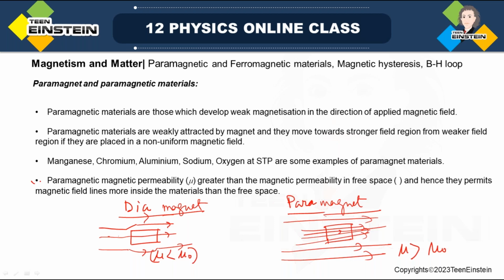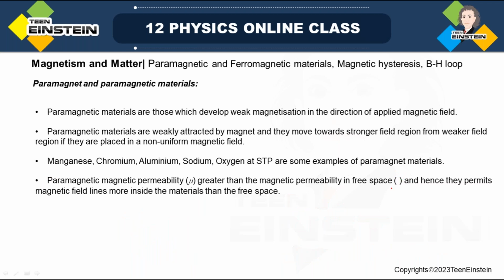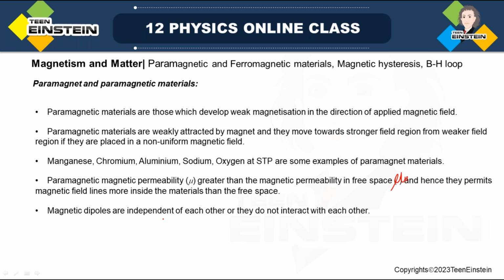This is the last point I am discussing here. The paramagnetic permeability is greater than the magnetic permeability in free space. This is mu0, and thereby it permits magnetic field lines more inside the material than in free space. I have one more point. Magnetic dipoles are independent of each other, or they do not interact with each other.